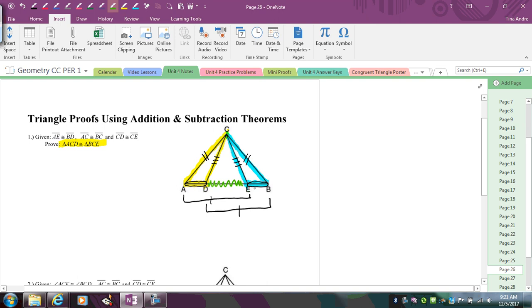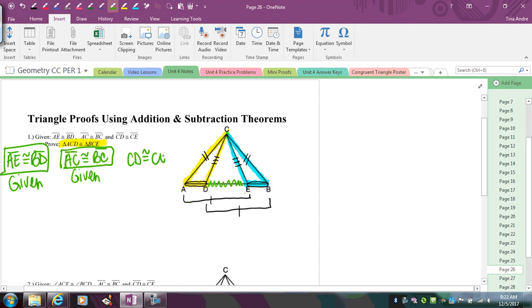I need to show that those parts are congruent because I started with congruent wholes and I could subtract off congruent parts and I'll be left with congruent parts. So the red flag there was knowing that the large segments were touching the smaller segments or the smaller sides of the triangle. So let's go ahead and let's write these givens down. So AE is congruent to BD. So that's given. I have AC is congruent to BC. So that's given. And I have CD is congruent to CE.